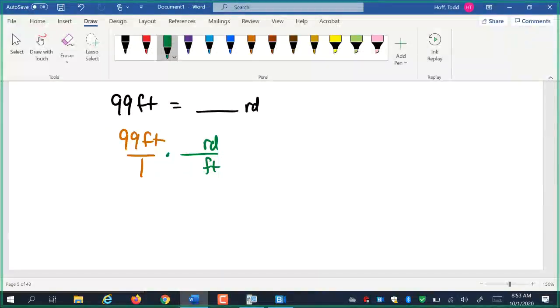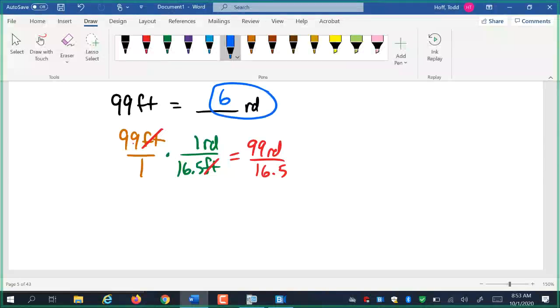Now, rods is the longer unit, so I put 1 with the rods, and 1 rod is 16.5 feet. So the feet do cancel out. So now we've got 99 times 1 rod, that's 99 rods. 1 times 16.5 is 16.5. And now we have to divide. 99 rods divided by 16.5 is 6 rods. So 99 feet becomes 6 rods.